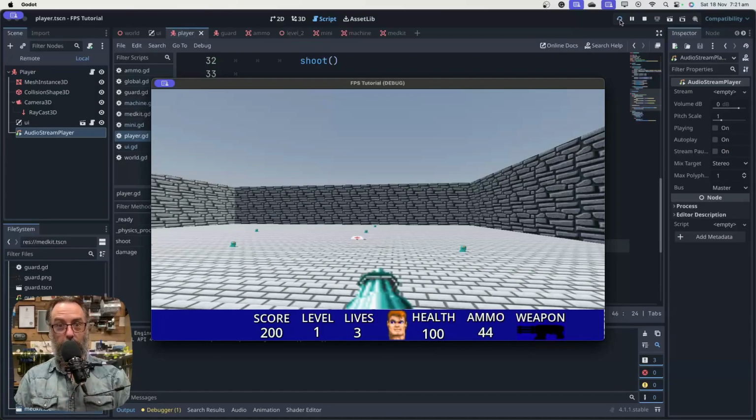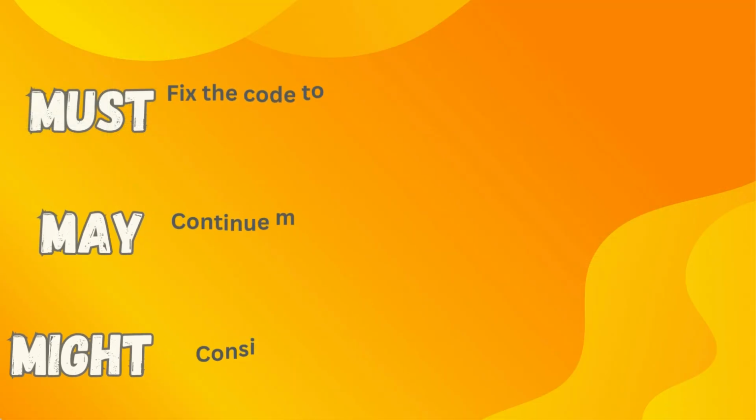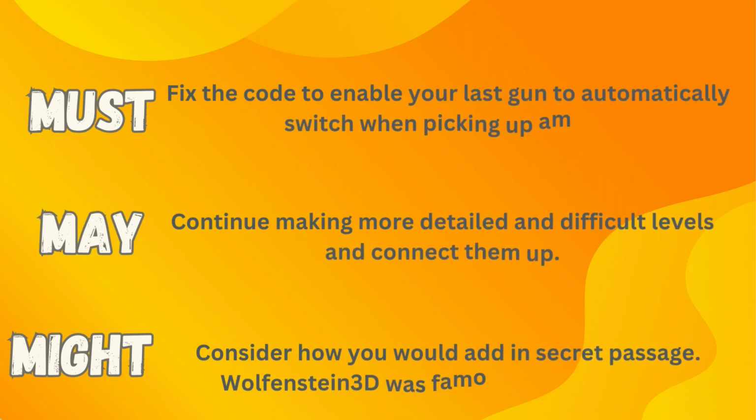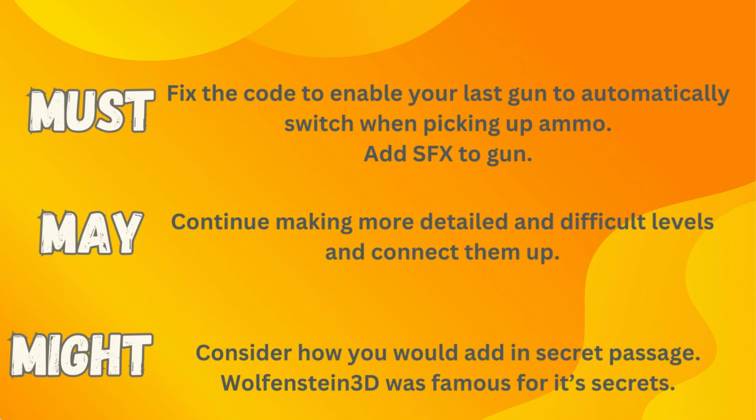Let's have a look at our must, may, might to make sure we don't forget anything. And you guys can jump in and start getting some bugs fixed and some sounds happening. All right, our must, may, might. What you must get done, you've got to fix the code to enable your last gun to automatically switch when you pick up the ammo. And you need to add SFX to your gun. What you might like to do is keep on making more detailed and difficult levels and connecting them all up.